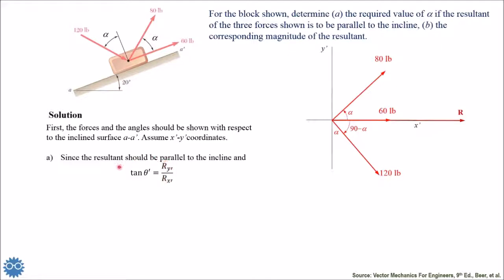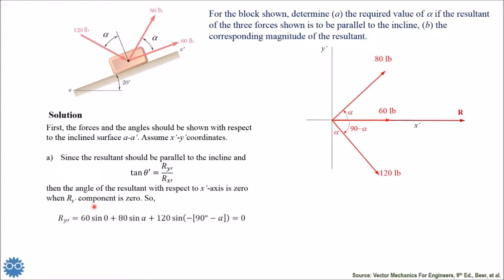We express everything with respect to the new, or local, coordinate system. Now, the angle of the resultant with respect to the x prime axis is 0, because we see there's no angle between r and x prime. So the y prime component should be 0. Why? Because in order to have tan 0, the y prime, the numerator here, would be 0.